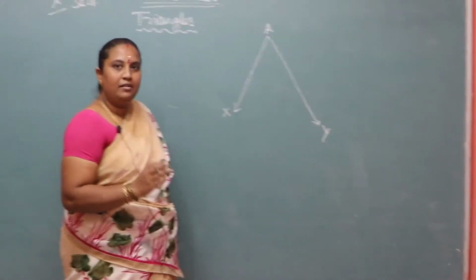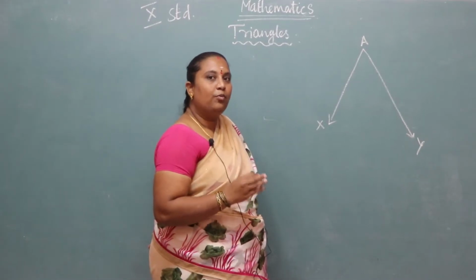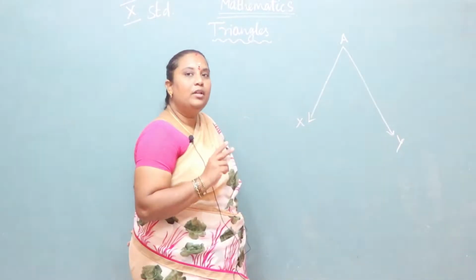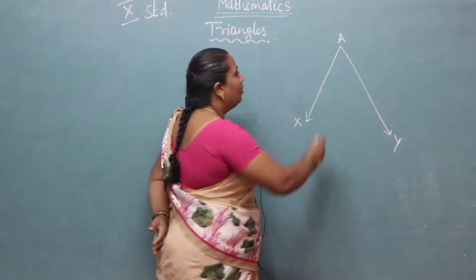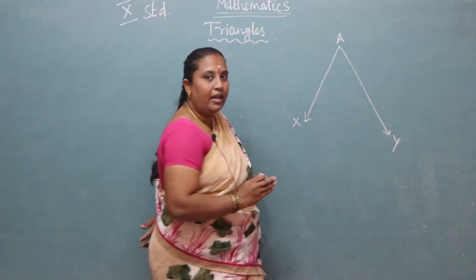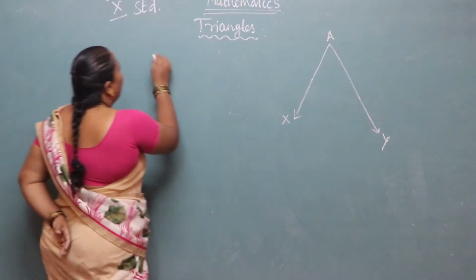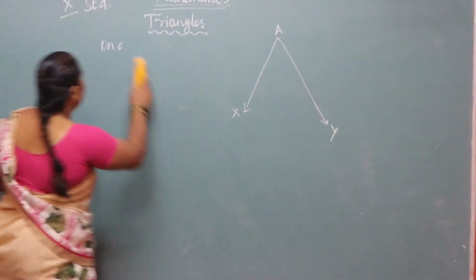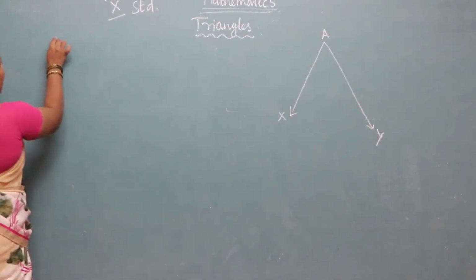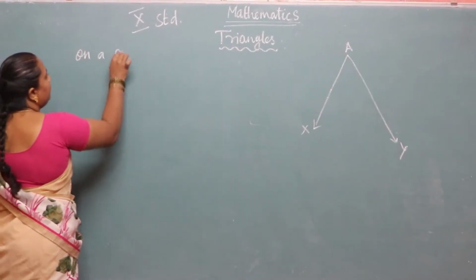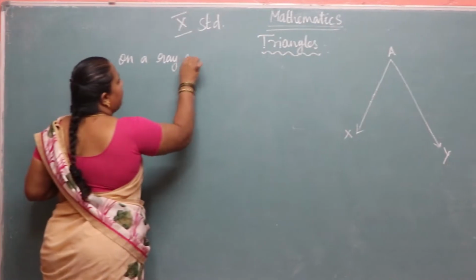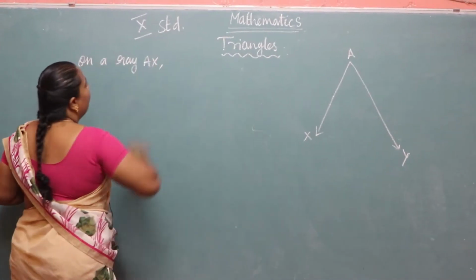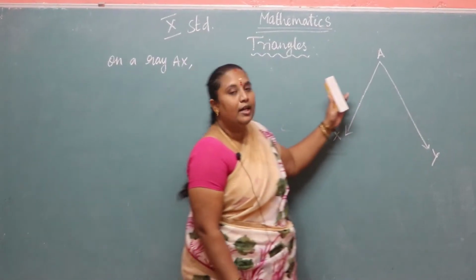In every angle we have two rays. So in this we should take them one by one. First we should take a ray AX. Okay, sorry children, from here we should start. On a ray AX, we should put points.